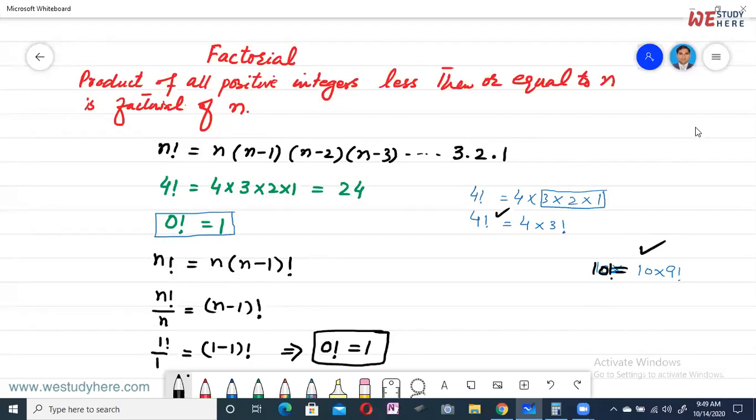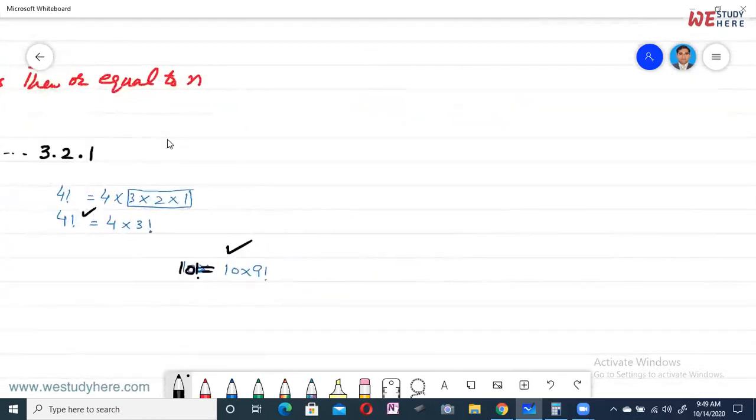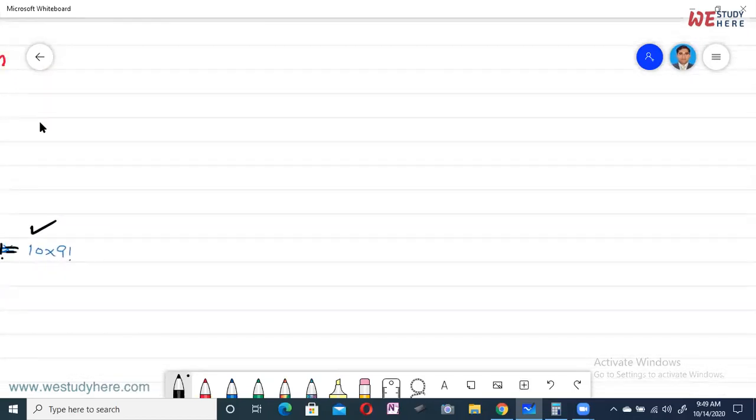Now we will start exercise 10.1. Question number 1: work out, without a calculator, the value of each of the following, using the x factorial key on your calculator to check your answer.